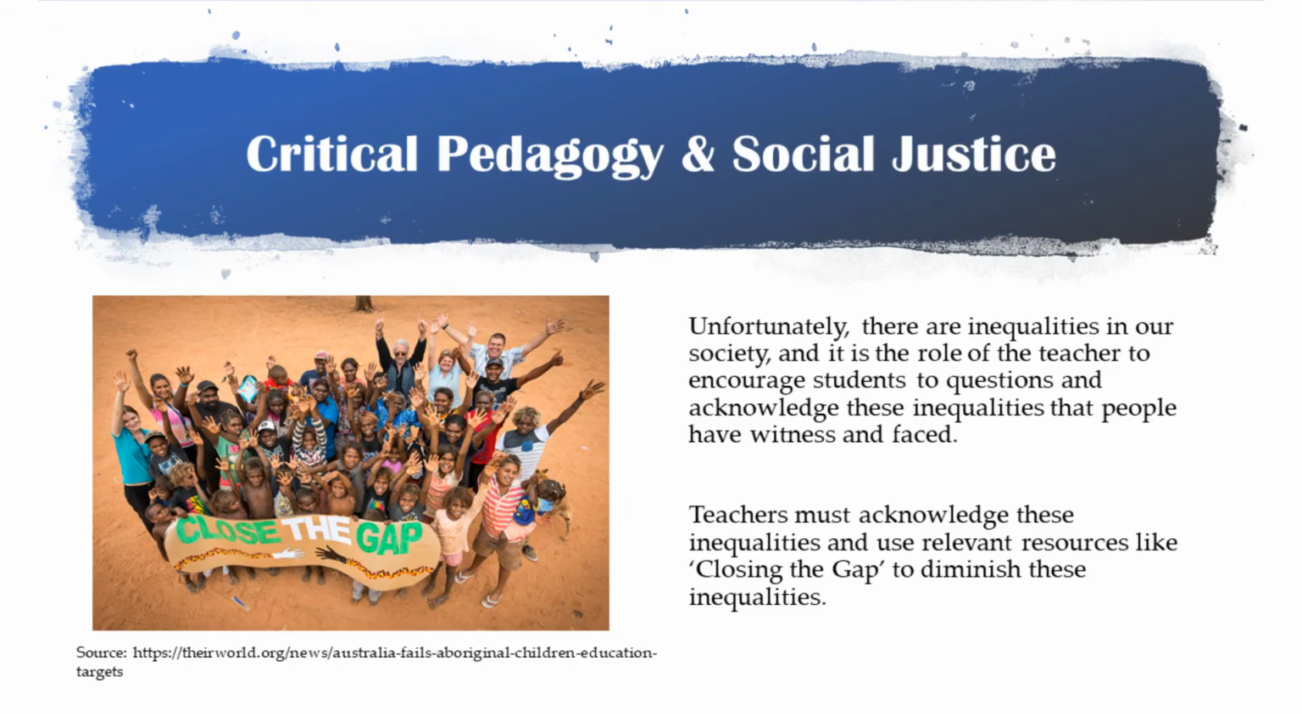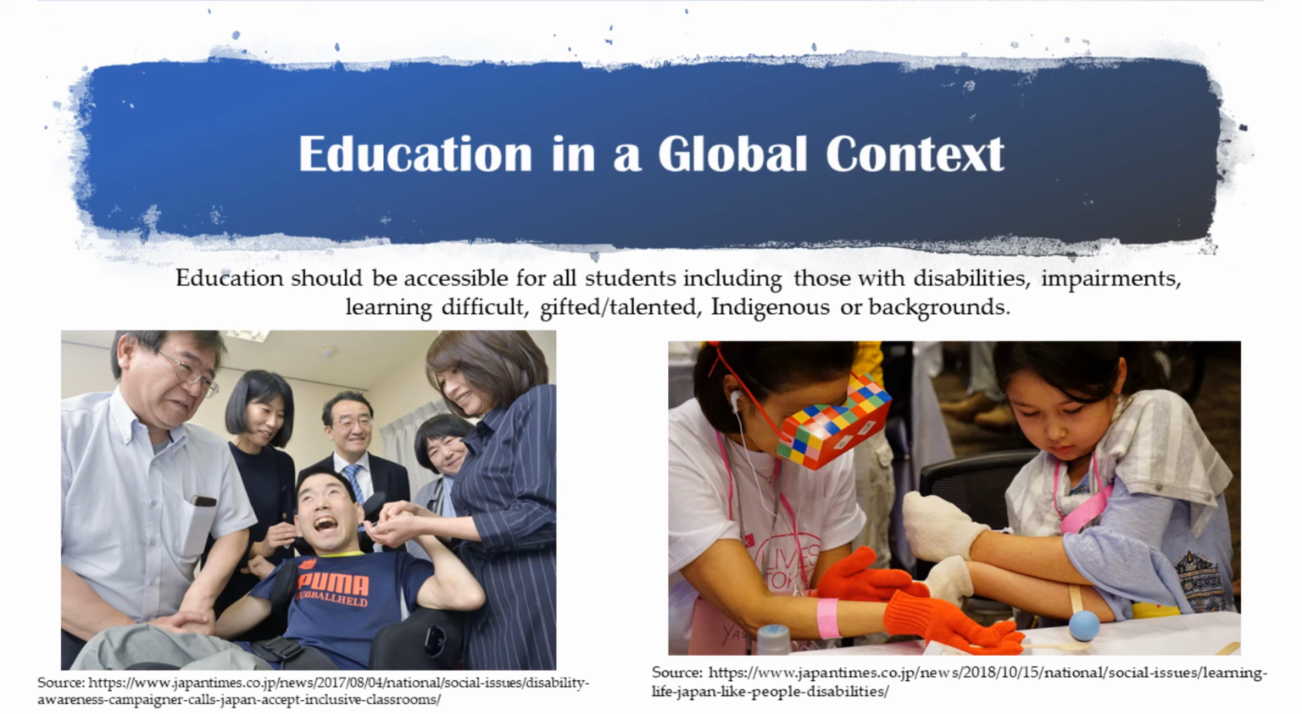To promote equity and equality in the classroom, the teacher should implement critical pedagogy and social justice in their teaching. Critical pedagogy encourages students to question the existence of inequalities in families, schools, and society. And when students and teachers acknowledge the inequalities that exist in society, they can begin to implement strategies and prevent those inequalities. For example, with Indigenous students, we as teachers must acknowledge the inequalities that they have faced or witnessed and implement inclusive practices and content to close the gap and provide them with opportunities to succeed in life and support their learning development.